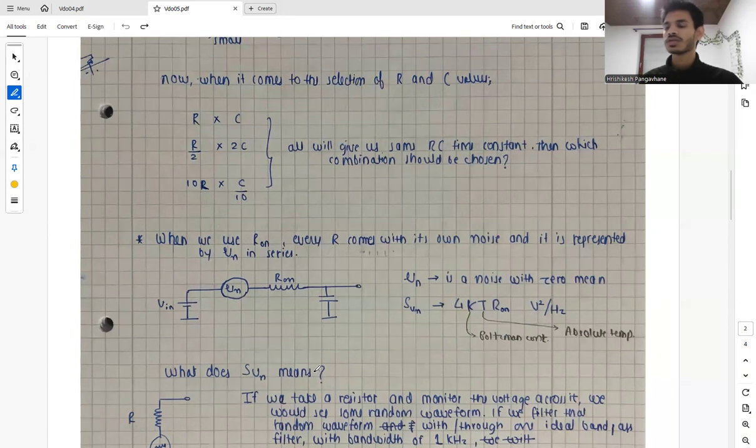which is the noise associated with the resistor. So when we use the resistor or R on, every resistor comes with its own noise, and it is represented by a voltage source in series or a current source in parallel. For the sake of easy calculation, we will take a voltage source in series with that R on in order to represent the noise in that resistor.